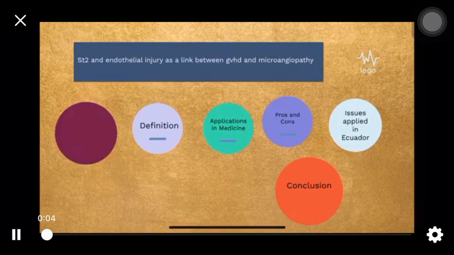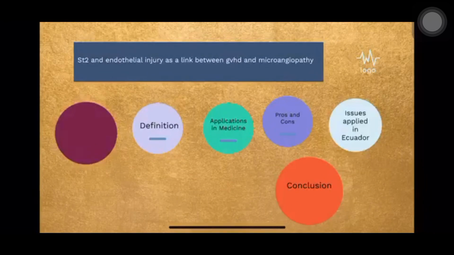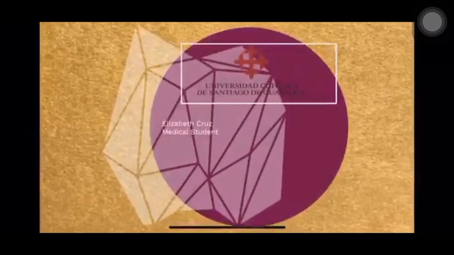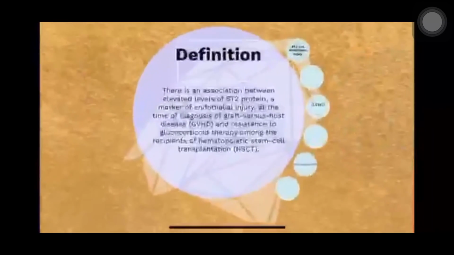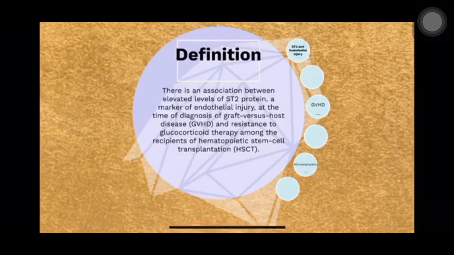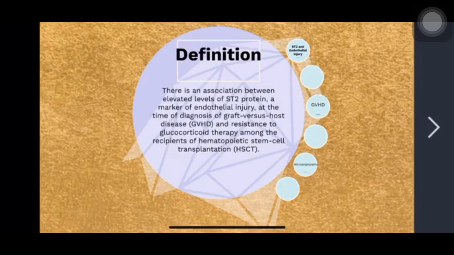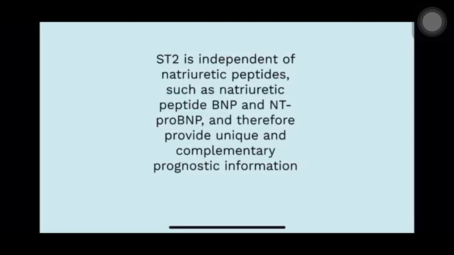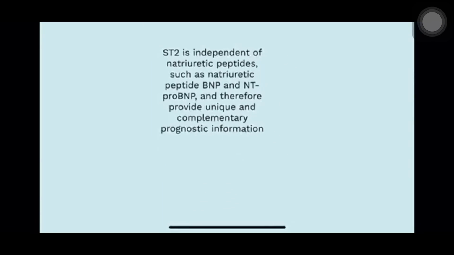ST2 and endothelial injury as a link between GVHD and microangiopathy. Definition. There is an association between elevated levels of ST2 protein, a marker of endothelial injury, at the time of diagnosis of graft versus host disease and resistance to glucocorticoid therapy among recipients of hematopoietic stem cell transplantation. ST2 is independent of natriuretic peptides, such as BNP and NT-proBNP, and therefore provides unique and complementary prognostic information.